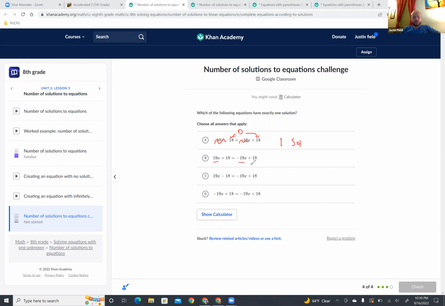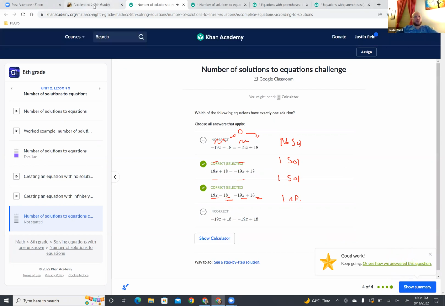Here the coefficients are different, so that's one solution. Here the coefficients are different, so that's one solution. Here the coefficients are different, so that's one solution. Uh-oh, they're the same, infinite. And so which ones have one solution? B and C. Okay, so that's how you do that.